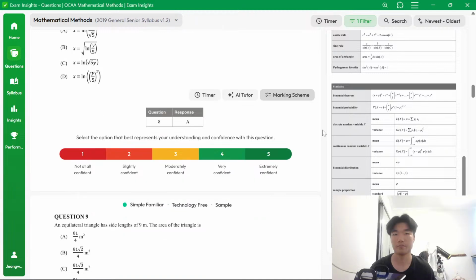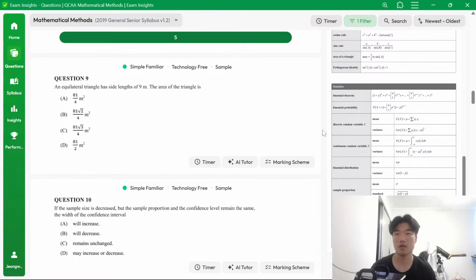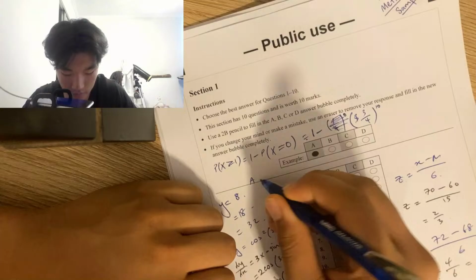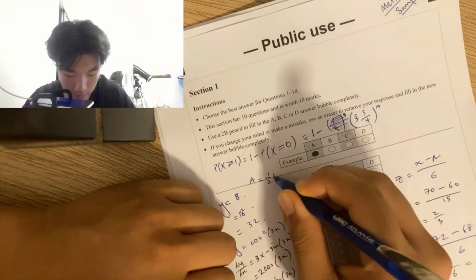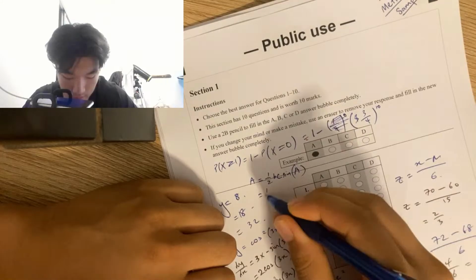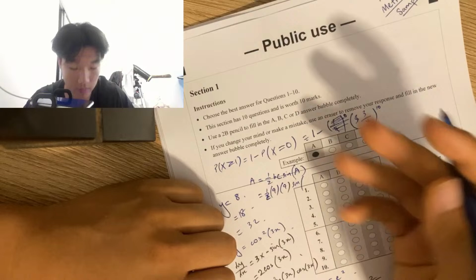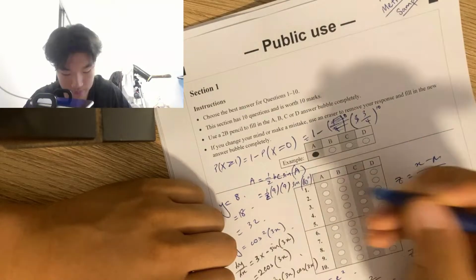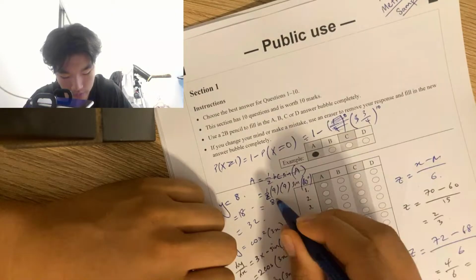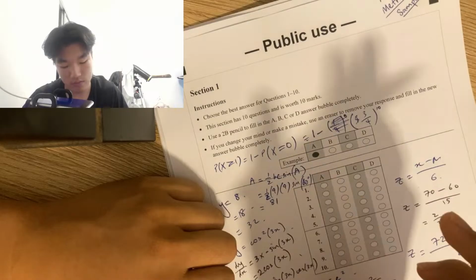Nice, we're going good. An equilateral triangle has side lengths of 9 meters. The area of the triangle is what? We can, okay. Area equals a half bc sine of angle A. In this case, it's an equilateral triangle, so b and c are both 9, and then sine of A, all the angles in an equilateral triangle are 60 degrees. Okay, so we have 81. We know that sine of 60 degrees is square root of 3 over 2.